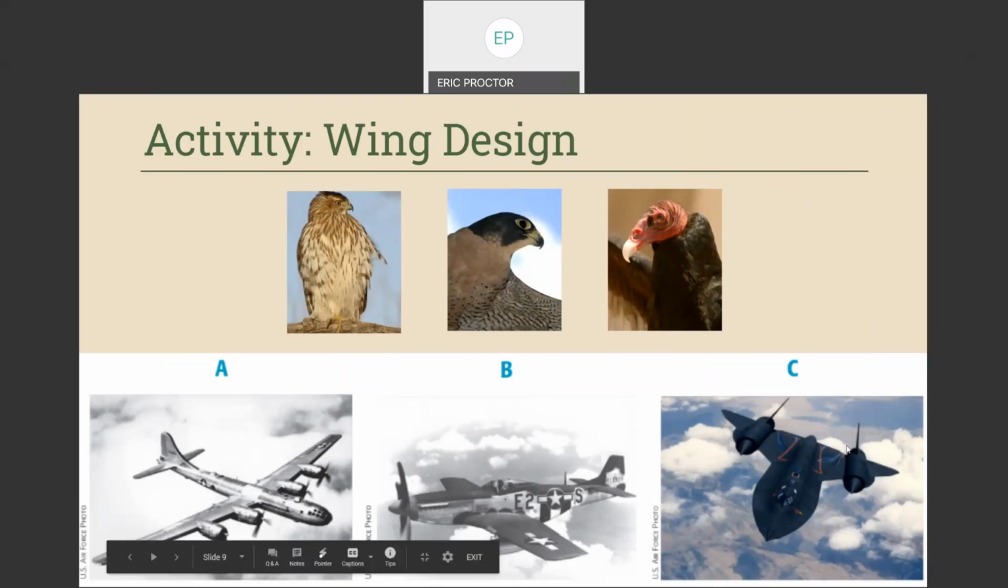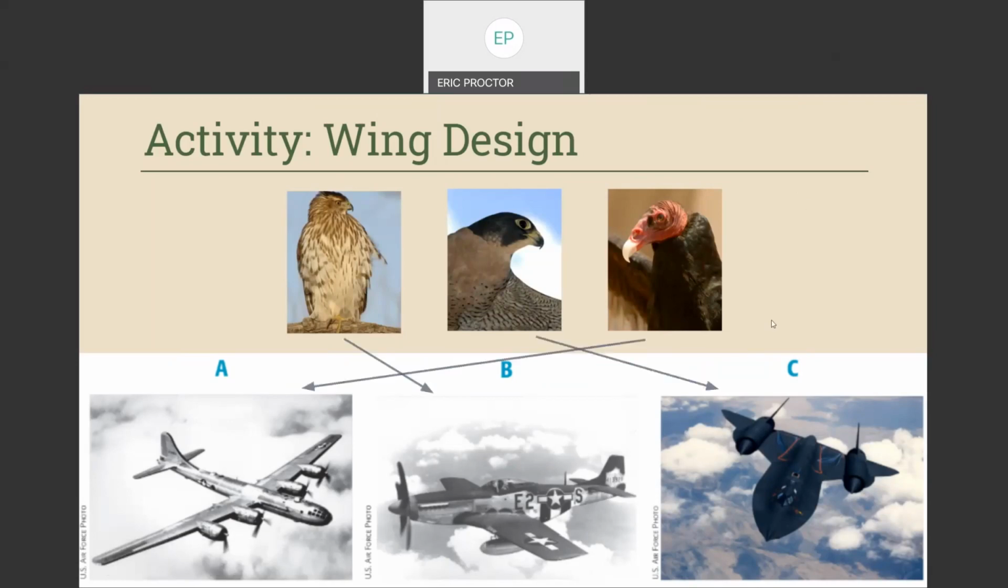All right, so you guys have come up with a lot of different answers. I see the Cooper's hawk is coming up a lot for B. A lot are saying the peregrine falcon might be there for C, the SR-71 Blackbird. Some are saying the turkey vulture and the B-29 bomber might be the same. Let's take a look at our answers here.